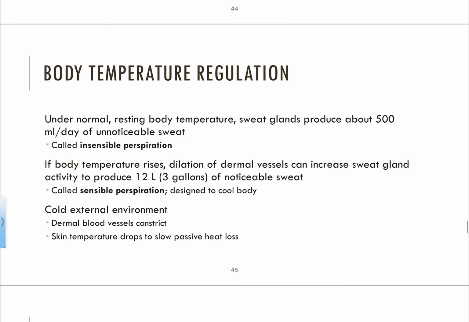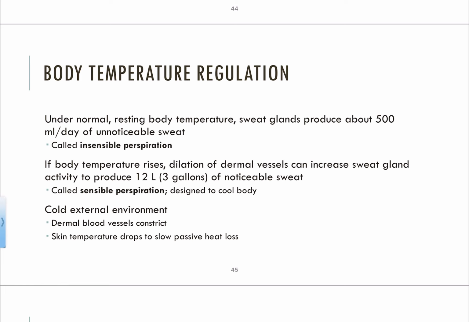So another major function of our skin is thermoregulation, so maintaining our body temperature. Under normal resting body temperature, meaning that our surroundings are cooler than our body itself, our sweat glands produce about 500 milliliters a day of what we call unnoticeable sweat, which we refer to as insensible perspiration, and 500 milliliters is about half a liter. So just at rest, we can't see it. We're perspiring about a half a liter of sweat out per day.